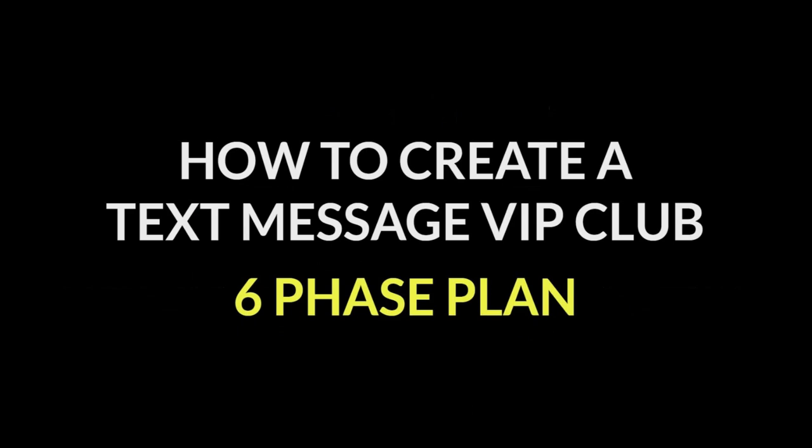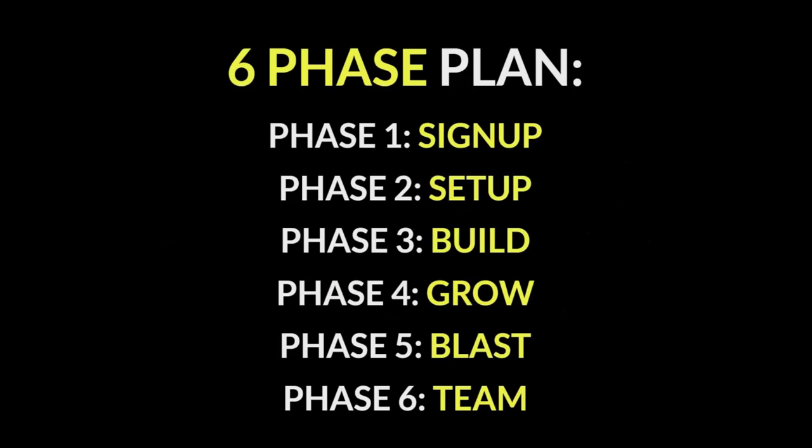All right, so let's get into the nitty-gritty now, and let's go through how we're going to actually create our text message VIP club inside of SlickText. And we've broken down the entire process, everything that you need to do for your VIP club, into 6 phases. So the 6-phase plan is phase 1, sign up. All you're going to do is sign up for your free trial. Phase 2 is setup. We're just going to go through and do a few things in your account to get ready for phase 3, which is where we build your VIP club.